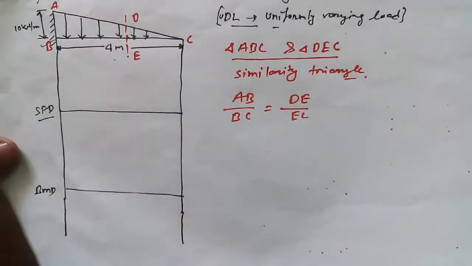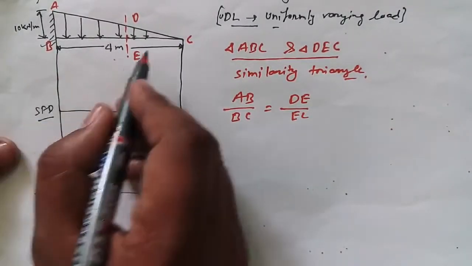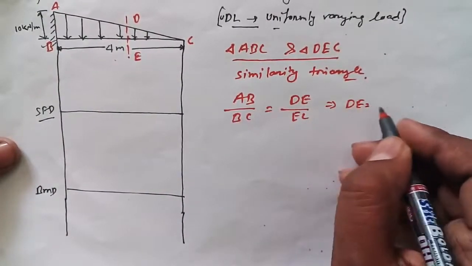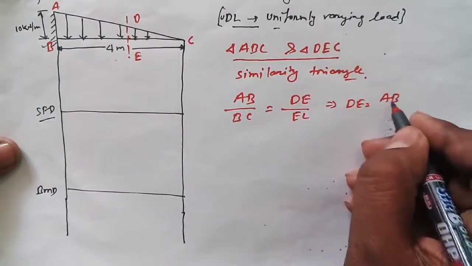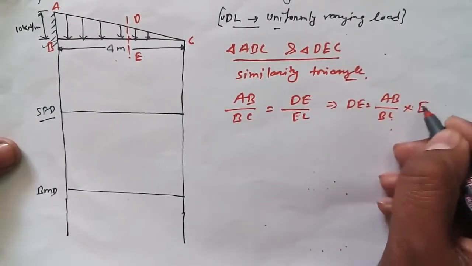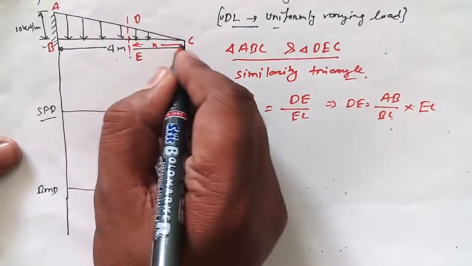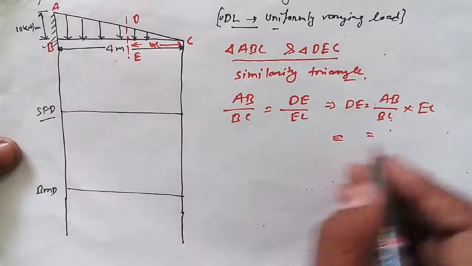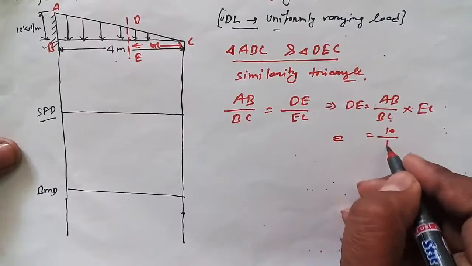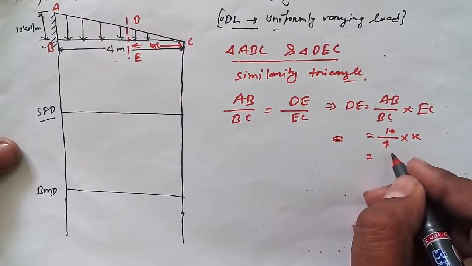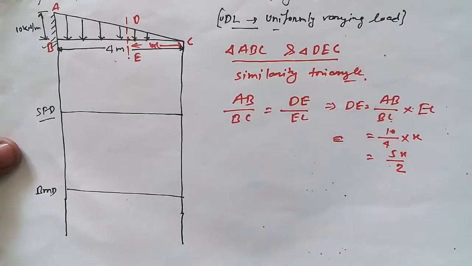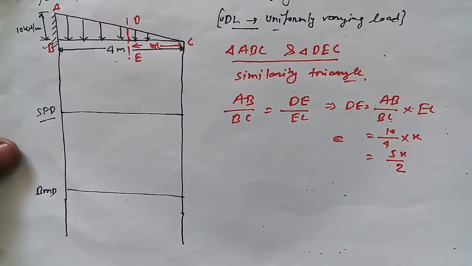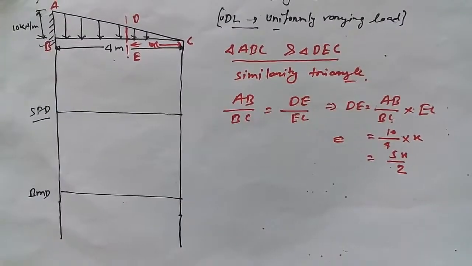All right, so what is our main motive? The main motive is to find DE from this equation. So DE is equal to AB upon BC into EC. Suppose EC is X. What is the value of AB? AB is 10, BC is 4, and EC is X. So DE is 5X upon 2. Okay, so we have found the value of DE.